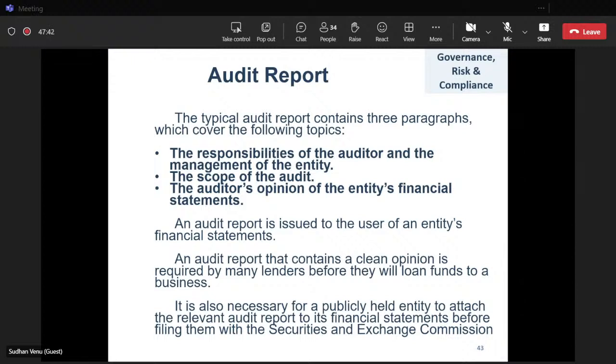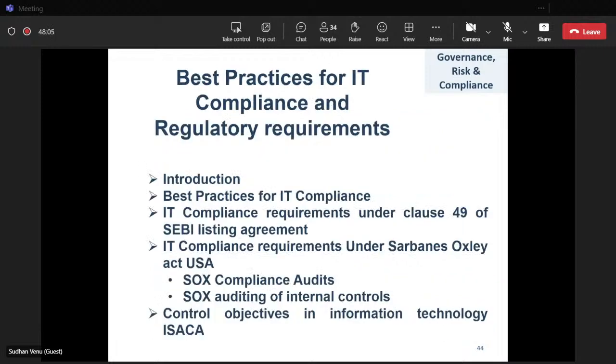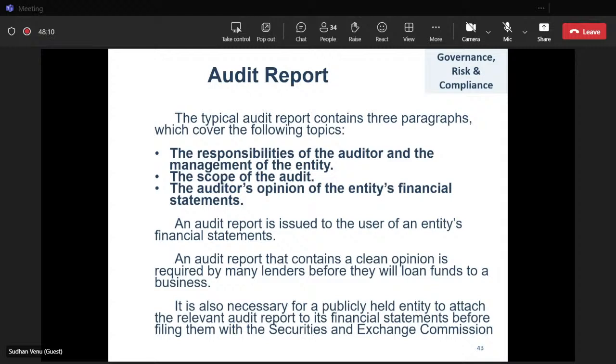And the audit report is issued to the users of the entity's financial statements. An audit report that contains a clean opinion is required by many lenders before they will lend funds to a business. It is also necessary for a publicly held entity to attach the relevant audit reports to its financial statements before filing them with the Securities and Exchange Commission. And that's all about audit scope, manual audit, audit checklist and preparation, and audit report.